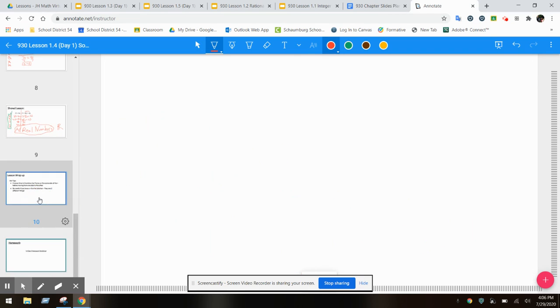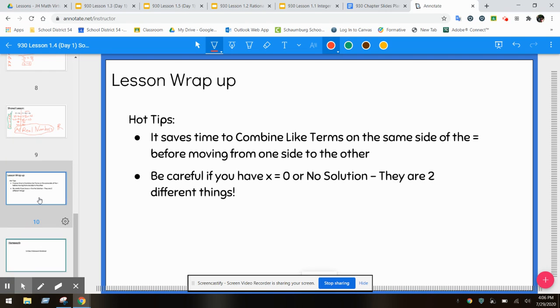Just to wrap it up, remember, make sure you're combining your like terms on the same side. It saves so much time. And be careful when there are special cases. Remember that x equals 0 and no solution are two completely different things. X equals 0, that means you have a solution. It's just that it's 0. No solution means nothing works, nothing at all. Okay, so make sure you differentiate between the special cases. Make sure you're combining like terms. If you like my little acronym with DCGAM, be sure to use it. I'm sure no teacher will have a problem with that. Absolutely use it, and good luck.